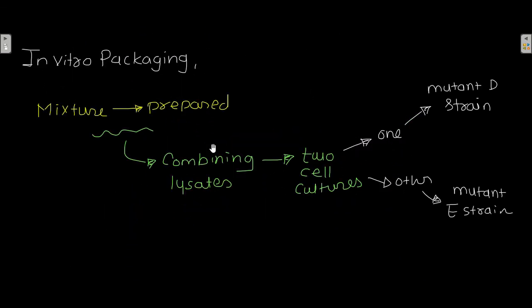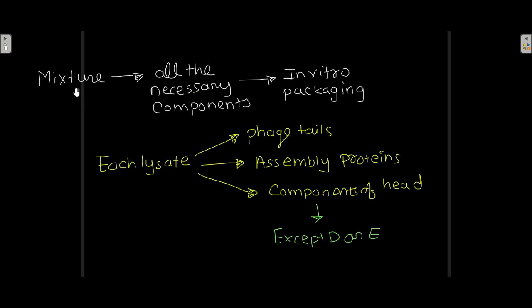Okay, so for in vitro packaging, we prepare a mixture combining the lysates of these two cell cultures, one of which had the mutant D strain and the other had the mutant E strain. Now that mixture will have all the necessary components for in vitro packaging. Each lysate that we mix has the phage tails, the assembly proteins, and the components of the head except D or E. So this is what is happening.